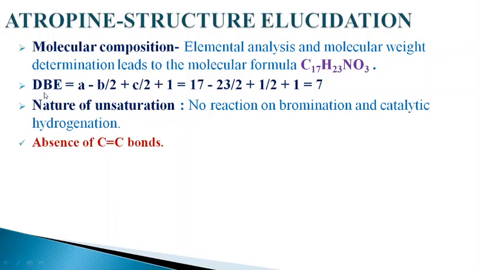Next we come to the double bond equivalence, which gives an idea about the unsaturation present in the compound. It is given by the formula A minus B by 2 plus C by 2 plus 1, where A represents the number of carbon atoms, here 17. B represents the number of hydrogen atoms, here 23. C represents the number of nitrogen atoms, which is 1. Substituting the values, we get the double bond equivalence equal to 7.